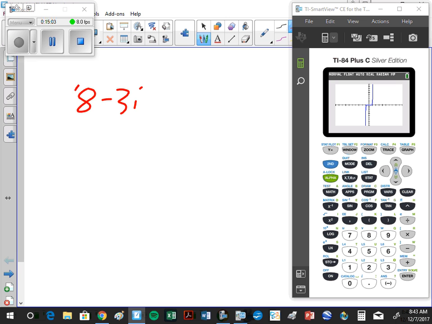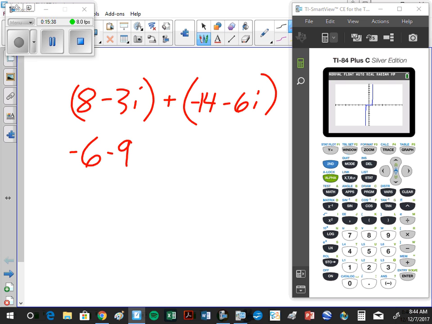8 minus 3i plus negative 4 minus 6i. Let's change that to a 14. So 8 minus 3i plus negative 14 minus 6i. Well, I put the real portions together. What is 8 minus 14? Negative 6. And then negative 3 minus 6i? Negative 9i. Okay, does that make sense? Can I move on to the next one?